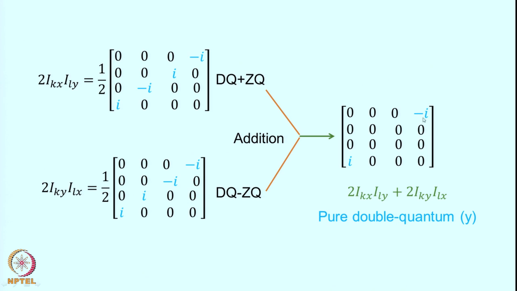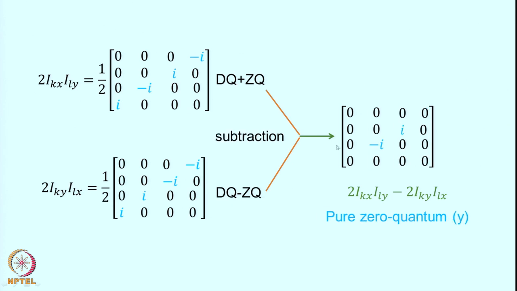So this is the unique way of getting pure double quantum coherence, and because it is minus I here, we call it y. Although you cannot represent a double quantum coherence as x, y, z along any of the Cartesian coordinates, we simply say by convention, for the sake of ease of representation, we call this the y component, and this is represented by I here. This is basically imaginary, and one could have called them real and imaginary as well, but for convenience or some convention which has been used, we call it pure double quantum y.